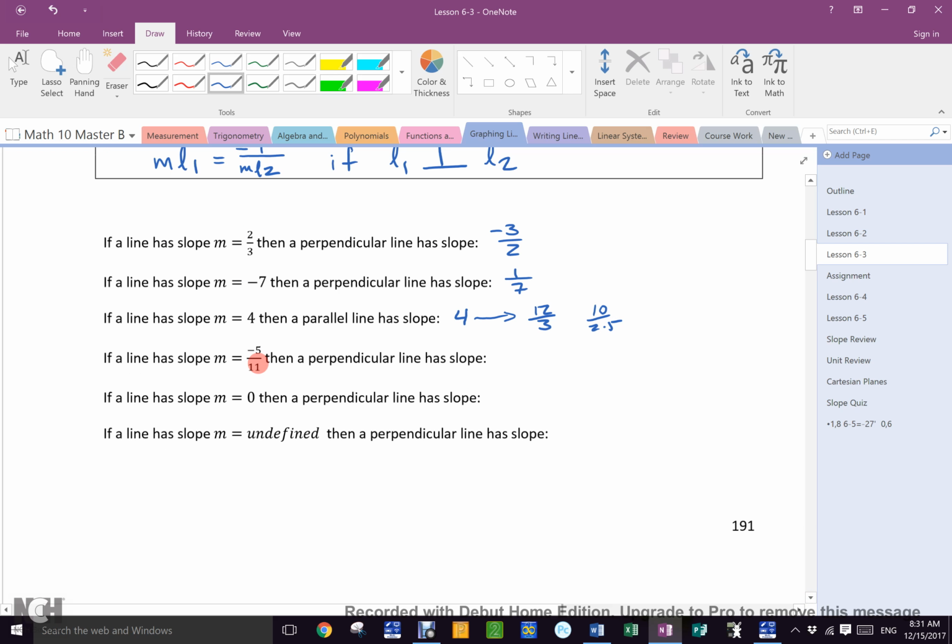Negative 5/11. What's its perpendicular slope? 11 over 5, because you flip it, and since it was already negative, if you make something negative, it becomes positive. This one's a little tricky. If a slope is 0, what's its perpendicular slope? Which slope is 0, flat or vertical? Flat. So what's perpendicular to flat?